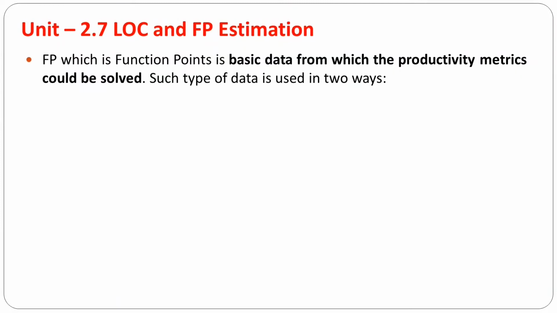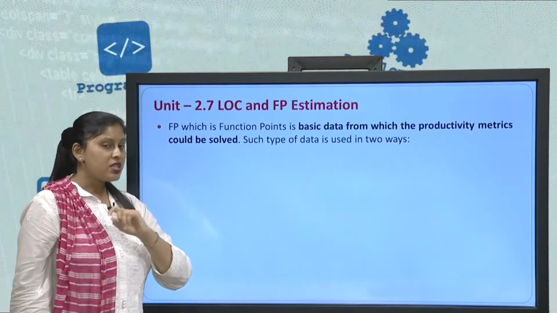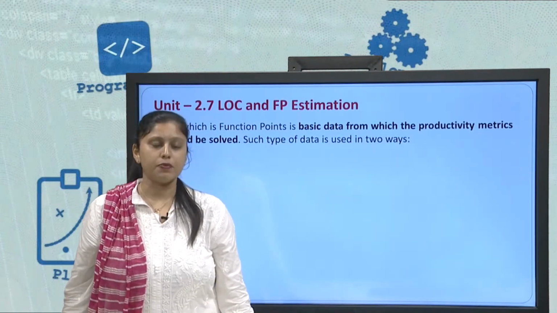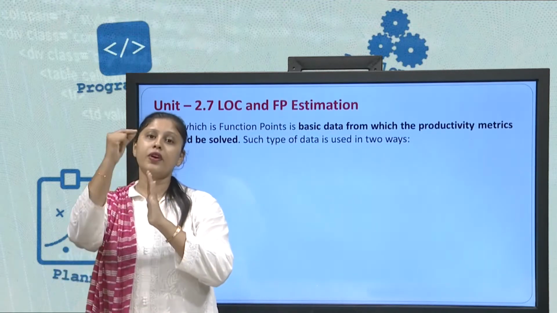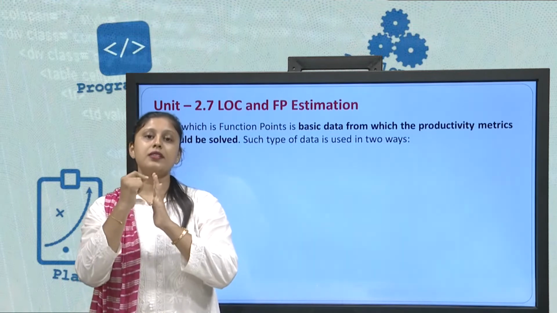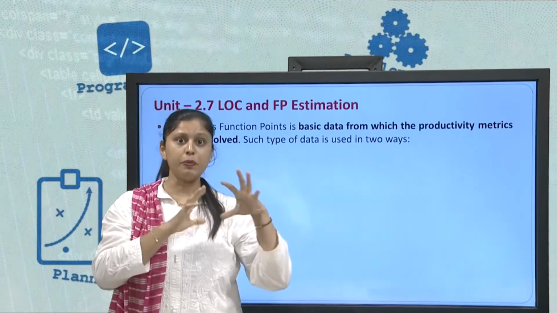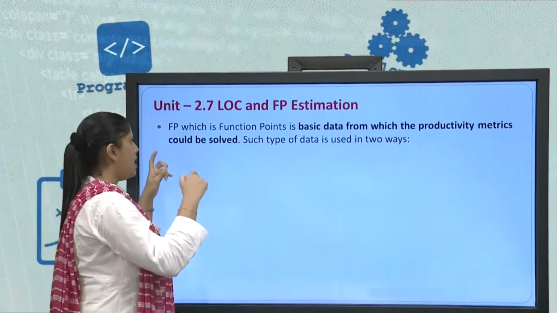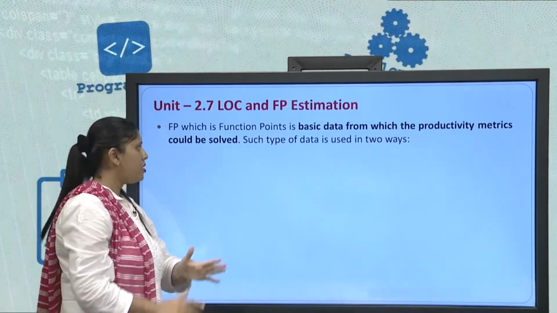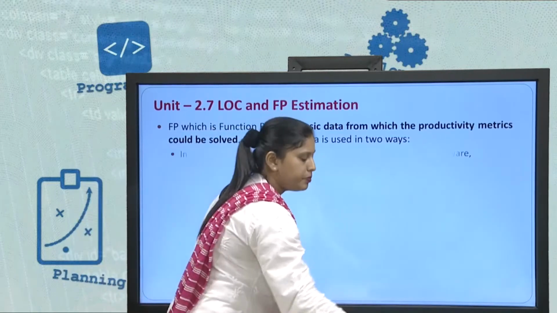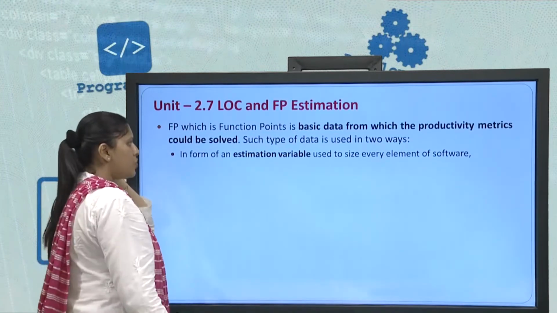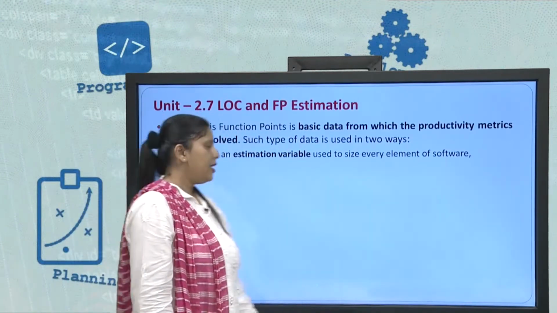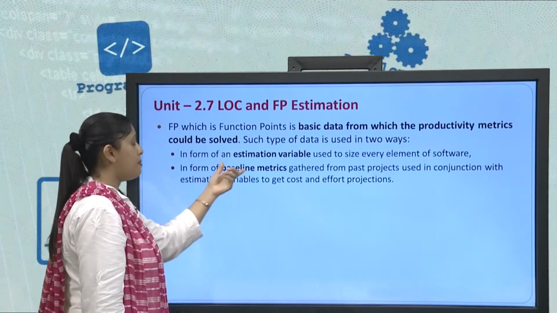FP, which is function point, is basic data from which the productivity metrics could be solved. So this is one which gives you productivity metrics. Productivity metrics means how productive is my software, whether my software is giving all the functionalities, whether it is productive with 100%, 90%, 80%. The productivity ratio of my particular software is always calculated based on the function point. Such type of data is used in 2 ways. First, it is used as an estimation variable used to size every element of a software, and secondly, it is used as a baseline metrics.